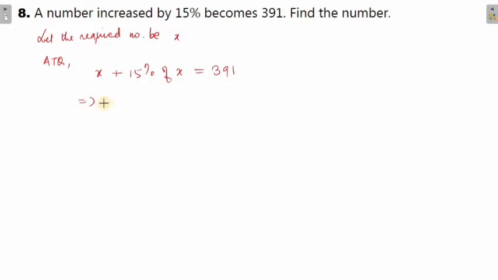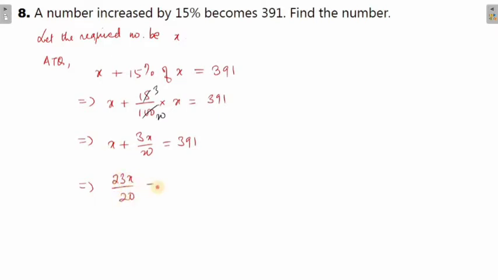So from here you need to calculate what is x. It's simple. So x plus 15 by 100 into x equals 391. Let's do the cancellation here. 5 threes are 15, 5 twenties are 100. So from here you get x plus 3x by 20 equals 391. When you simplify this, 20x plus 3x is 23x by 20 equals 391. So from here, keep x as it is. We have 391 into 20, which goes out here, and in the denominator you get 23.